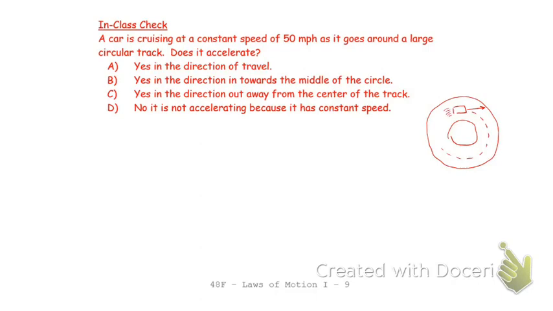So what do you think? The correct answer is it's going to be B. Yeah. Now, first of all, yes. That's half the battle. Yes. You picked an answer that was yes. So clearly the answer is not no, because it is changing direction. Agreed? So that one clearly is not right. And then the question is, which way is the acceleration?